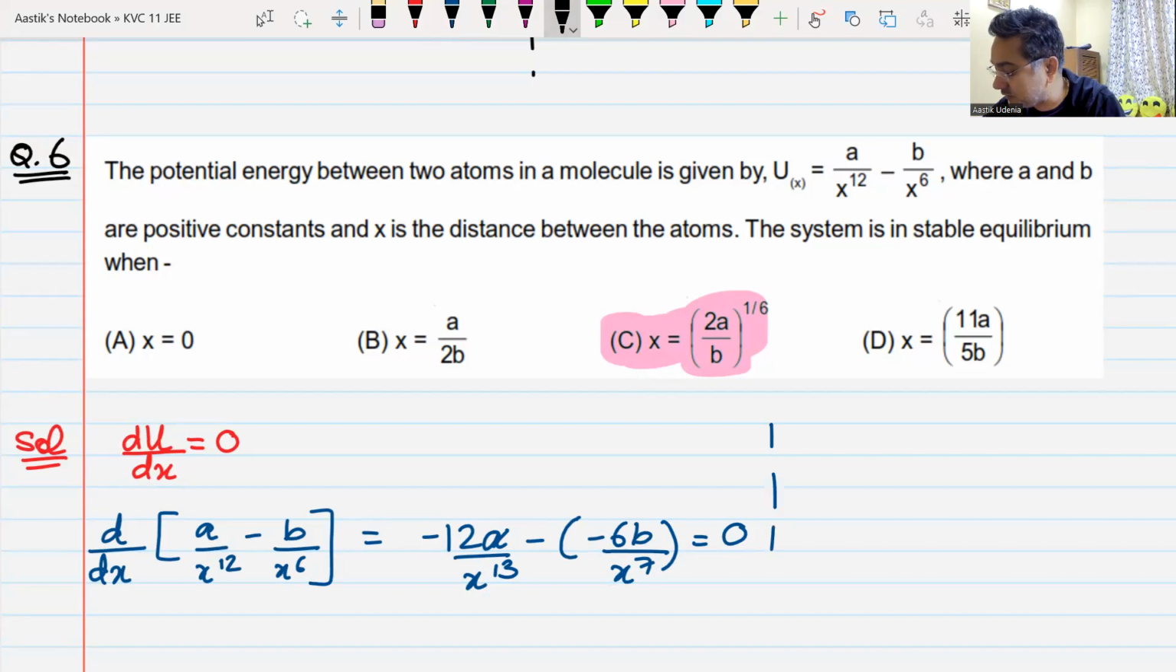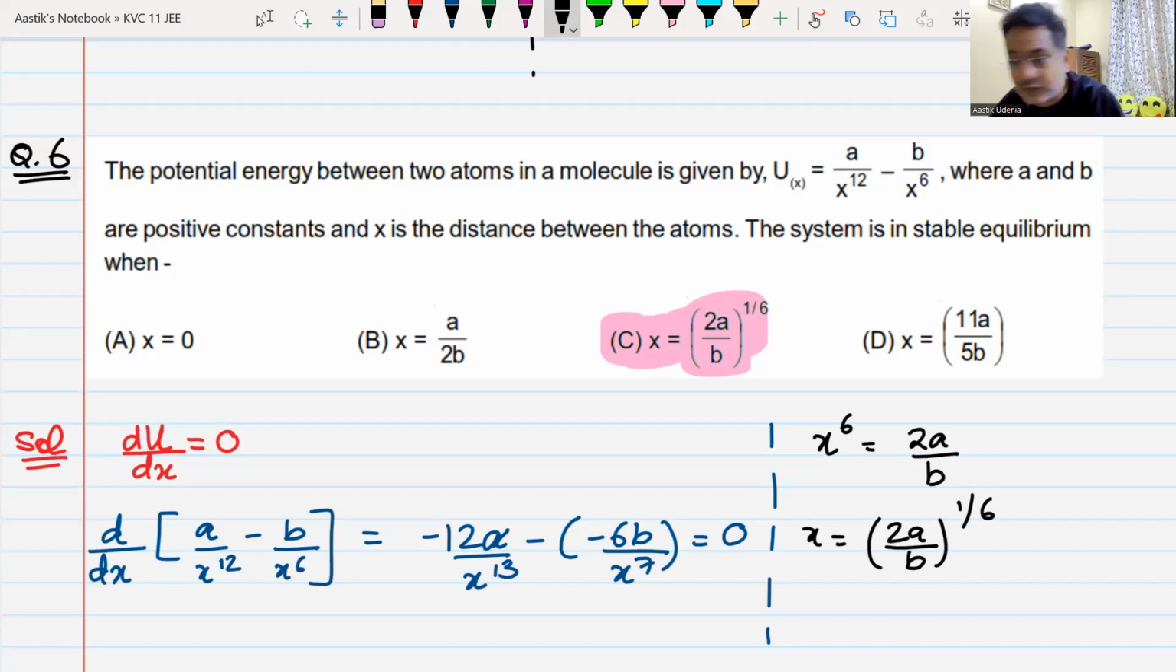How do you do that? I think after that it is simple. So you will get x raised to the power 6 as 2a by b, or your x becomes 2a by b raised to the power of 1 by 6, and that is the answer, option C, and that is correct. Do we understand this, everyone? Okay, well done. If you could do this, it's a good thing. I'll give you one more.